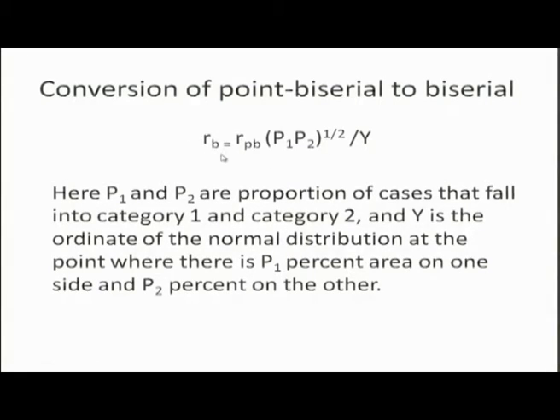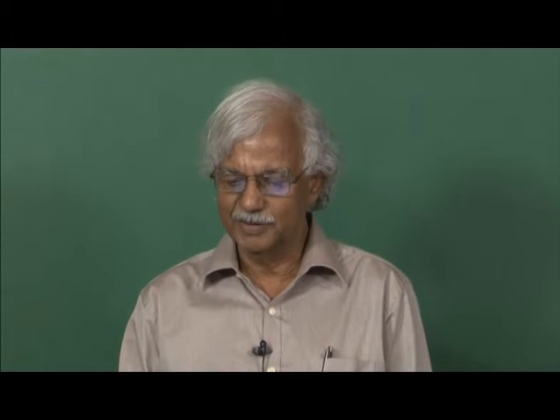This r_b is biserial, r_pb is point biserial, p1, p2 are proportions in two categories, pass and fail, dead and alive, that kind, and their product p1 into p2, square root of that, divided by y. y is the value of the ordinate of a normal distribution at a point which divides the total area into proportions p1 and p2.